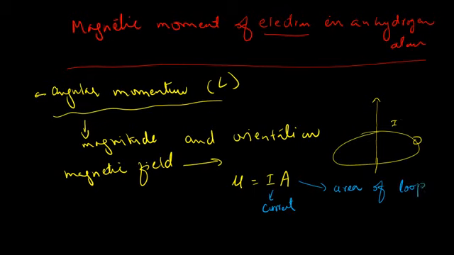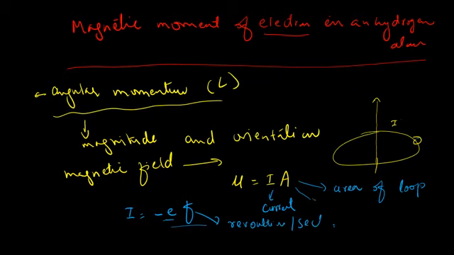As the electron is orbiting, the current I will be equal to minus EF, where minus E is the charge on the electron and F represents the rate of revolution per second. That is how many revolutions the electron makes around this loop in one second. So I will be equal to minus EF.